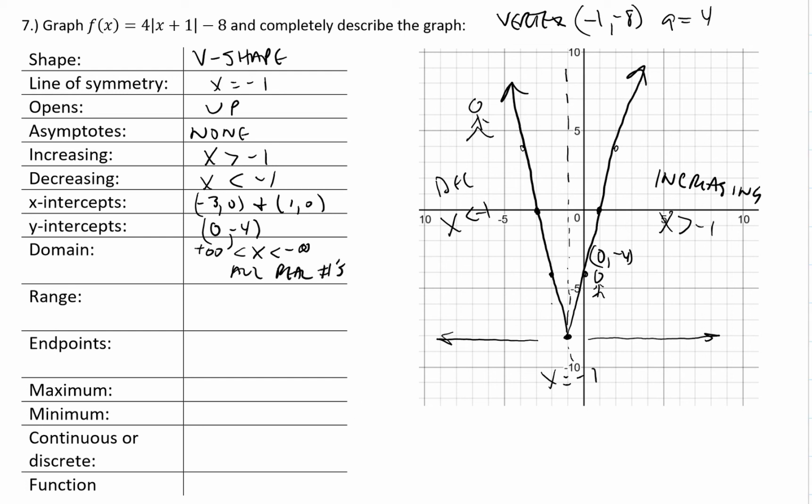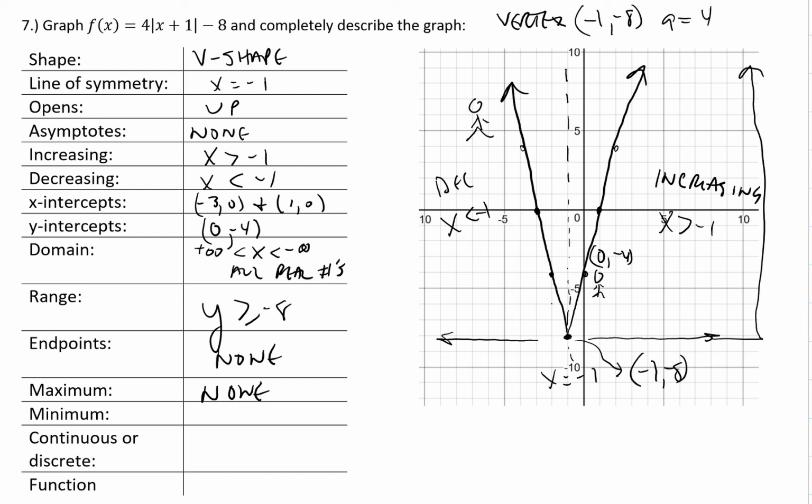All right, the range is going to be everything up this way. So the range is going to be y is greater than or equal to -8. And there are no endpoints, so we would say none. This point here is a minimum, and there is no maximum, so none. The minimum is at the vertex here, which is going to be -1, -8.